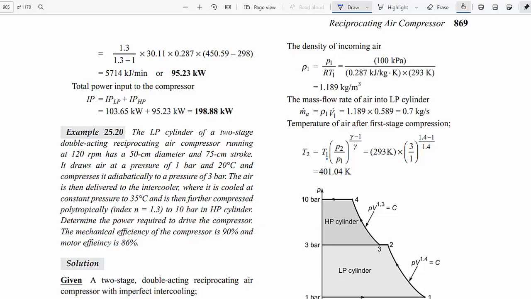Determine the power required to drive the compressor. The mechanical efficiency of the compressor is 90% and motor efficiency is 86%.